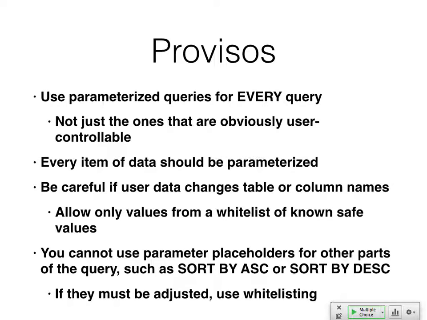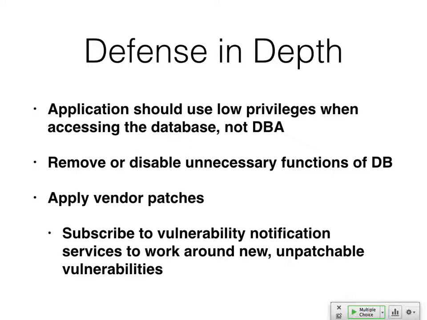Every item of data should be parameterized. If you're going to let the user bring in data that's supposed to choose a table or column name, you shouldn't let them, you should sanitize it with just a whitelist of correct column names. Nothing's allowed except this. They really should be choosing from something like a drop-down list, instead of typing in a parameter that can contain funny characters. There are things you cannot parameterize, like the sort by ascending and descending. So if those things have to be adjusted by the user, then use whitelisting again so that they cannot inject arbitrary characters. They can just choose from a list of known good choices. And defense in depth, we mentioned before, is always a good plan.